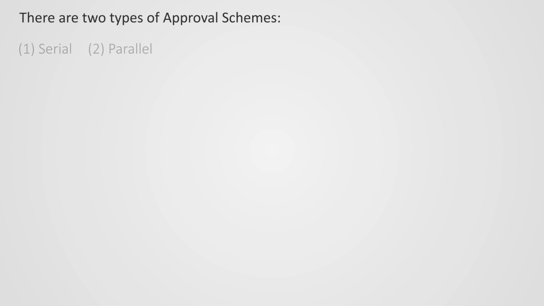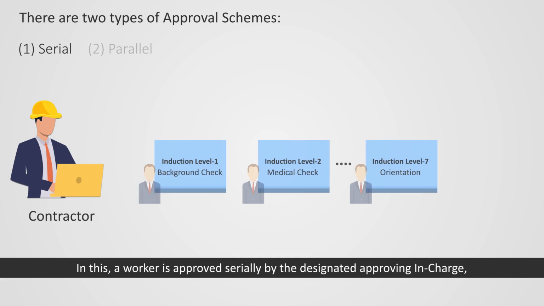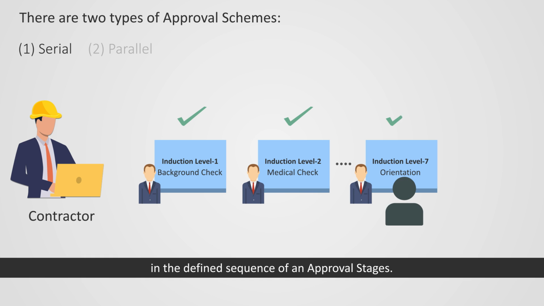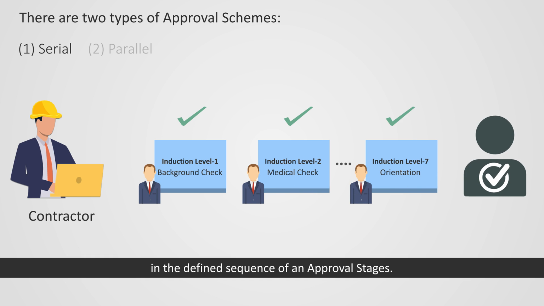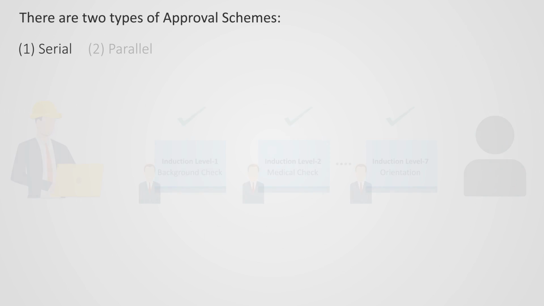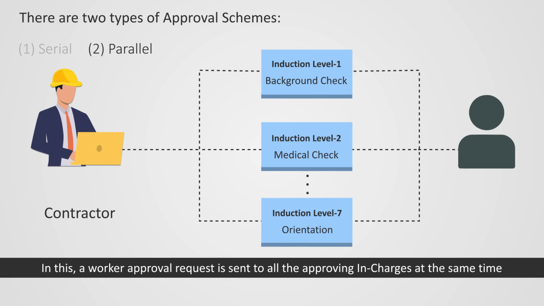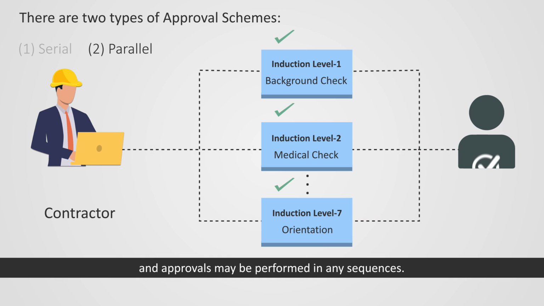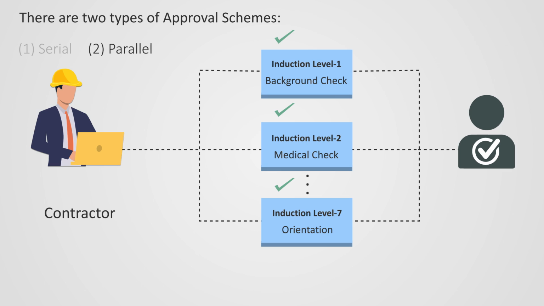There are two types of approval schemes. Serial: In this, a worker is approved serially by the designated approving in charge in the defined sequence of approval stages. Parallel: In this, a worker approval request is sent to all the approving in charges at the same time, and approvals may be performed in any sequence.